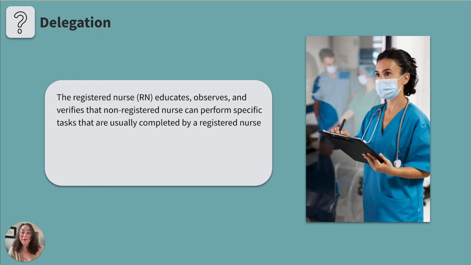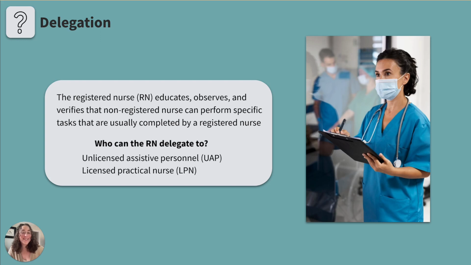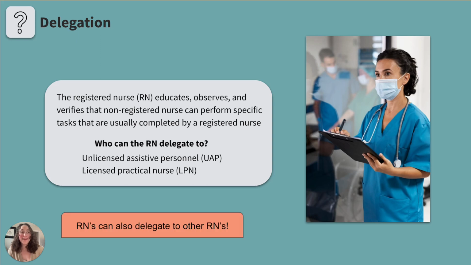Okay, so now that we know what delegation is and the nurse's role in it, who can the nurse delegate to? Pause this video, think this over, and then press play when you're ready to discuss the answer. All right, the nurse can delegate to unlicensed assistive personnel, or UAPs, as well as licensed practical nurses, or LPNs for short. You may also hear VN for vocational nurse instead of LPN. And also remember that RNs can delegate to other RNs.